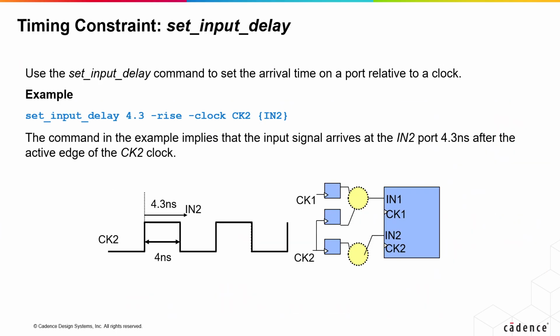The set_input_delay constraint is used to specify the arrival time of an input signal at a block's input port relative to a defined clock edge. It models the delay of upstream logic and interconnect that exist outside the block boundary. In the example, the command set_input_delay indicates that the input signal at port IN2 arrives 4.3 nanoseconds after the active rising edge of the CK2 clock. By accurately constraining input arrival times relative to the appropriate clock, set_input_delay enables the timing tools to correctly analyze setup and hold requirements at the block interface, and supports realistic block-level timing budgets and predictable top-level timing closure.